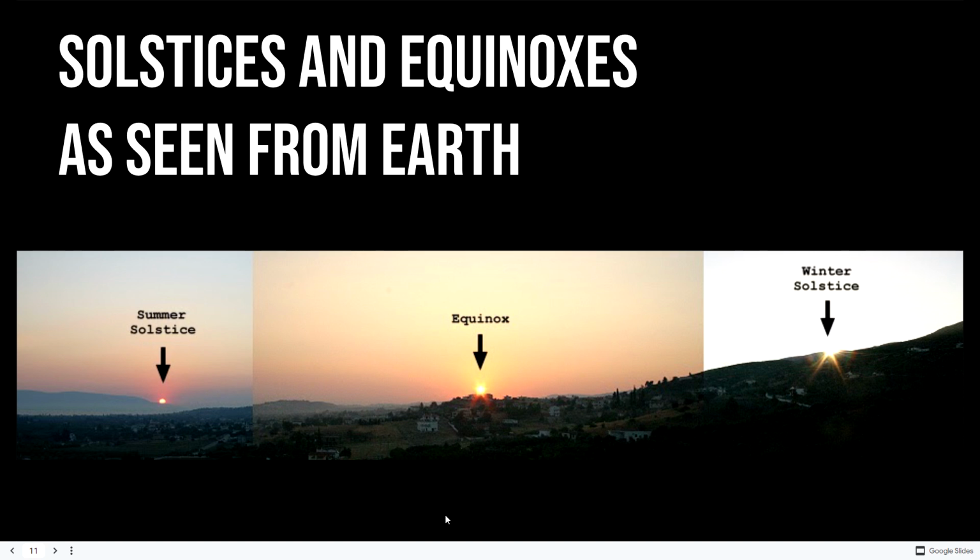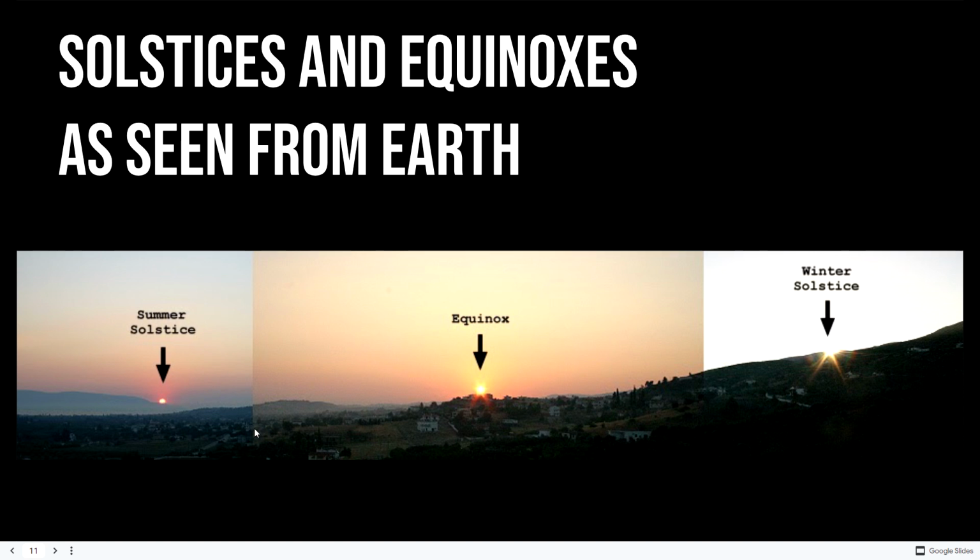So when ancient civilizations used to mark the passing of the sun with their structures, it was so they could tell what time of year it was and when they were starting summer, starting winter, or in the middle of the year, starting spring or fall.